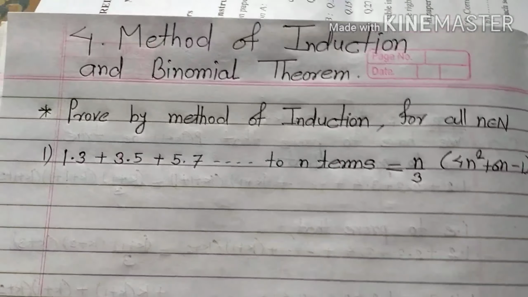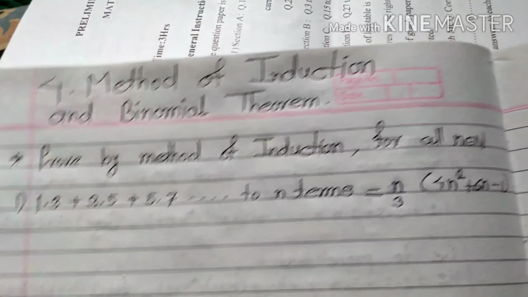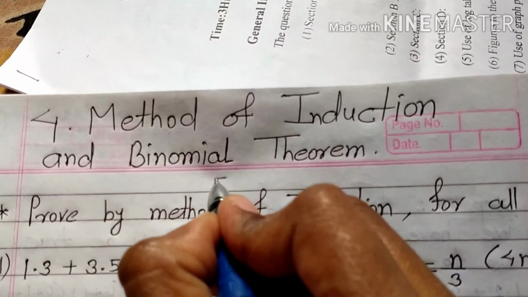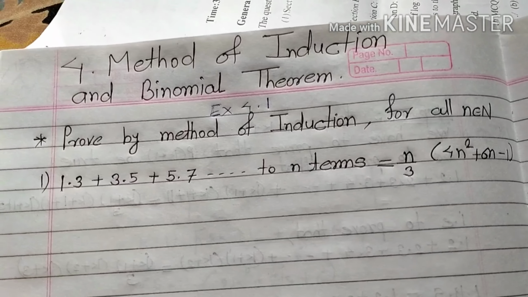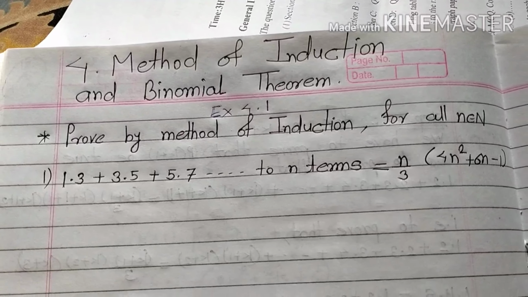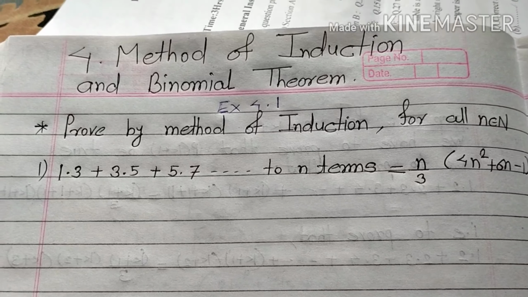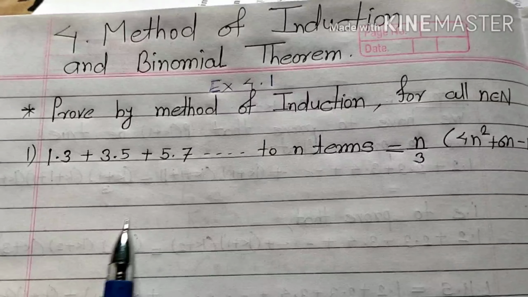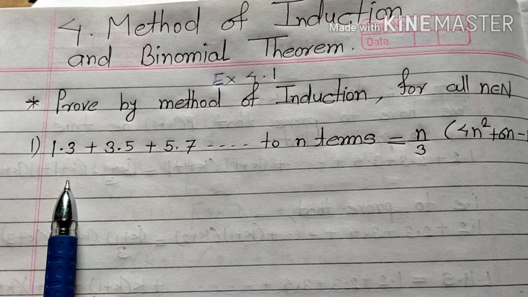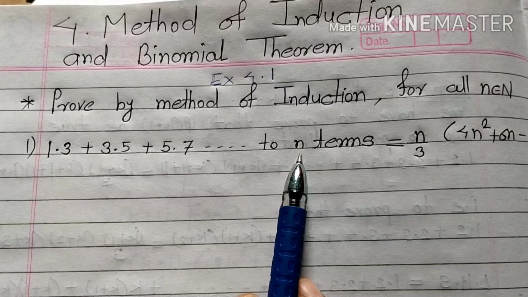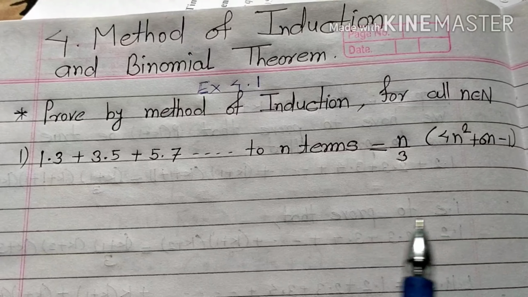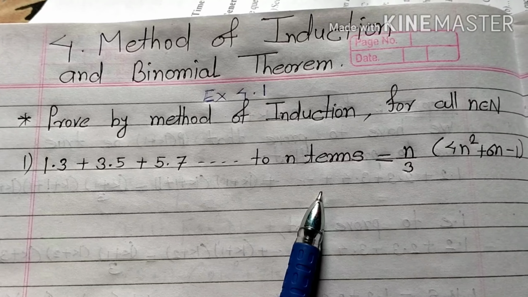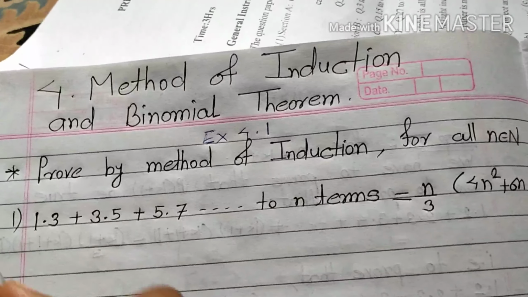So this example is from exercise 4.1. So I am writing here exercise 4.1. Let us start to solve it. According to the working rule, write the given statement as P of n. But you can observe that our n-th term is missing here. So first we have to find the n-th term. So let us start.